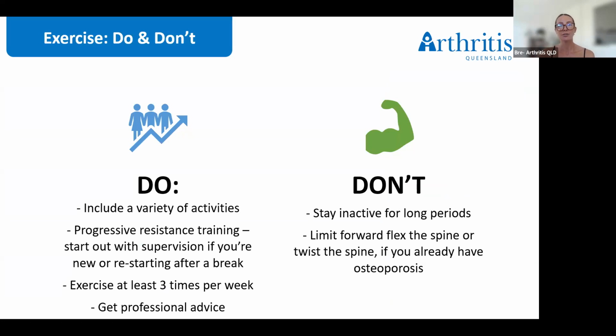So the exercise do's and don'ts that are recommended by Healthy Bones Australia and also Exercise and Sports Science Australia. They recommend including a variety of activities, so incorporate progressive resistance training. That starts out with supervision if you are new or restarting after a break from exercise. That could be done with an exercise physiologist, who can supervise you just to keep on top of your form and make sure you're doing everything correctly. Also exercise at least 3 times per week and get that professional advice. This will also help reduce risk of injury or hurting yourself.